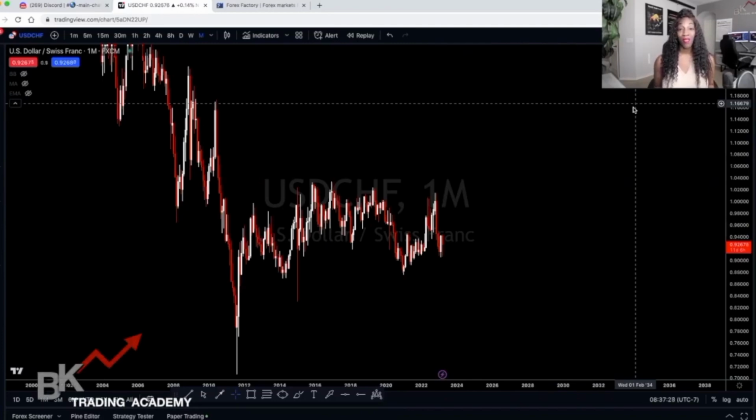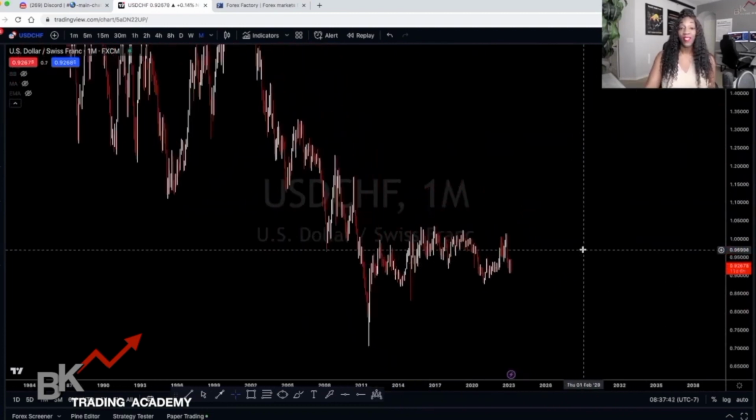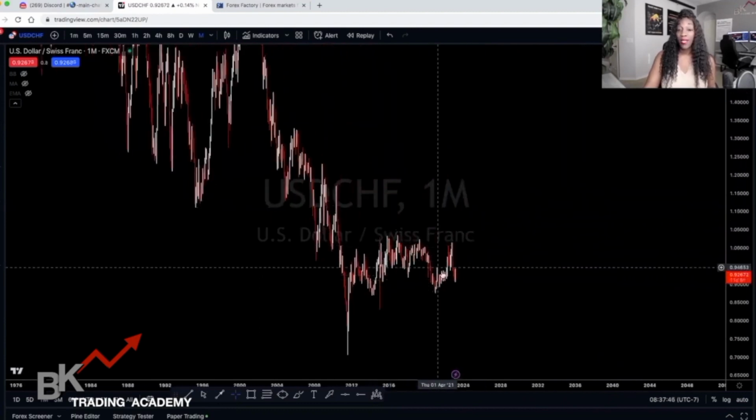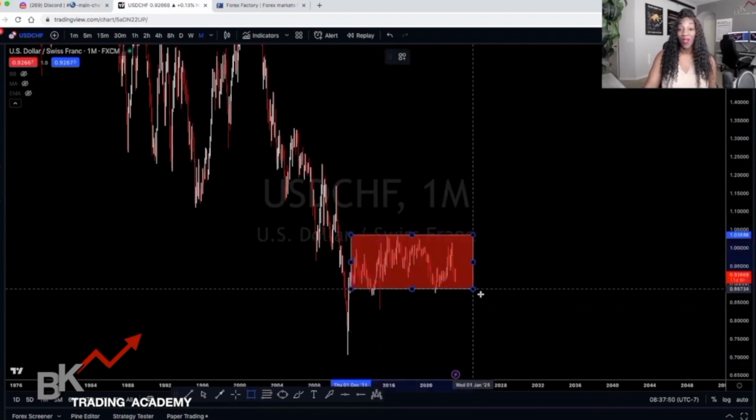So we're going to start on the monthly time frame of USD CHF. And the reason why I want to start on the monthly time frame is just to get a good overall feel of what is going on in the market. So one of the things that I do see here is that if we just bring our chart together, this market has been in a decline for a few years. We've actually been moving sideways now, so notice here that we are quite sideways on the monthly.